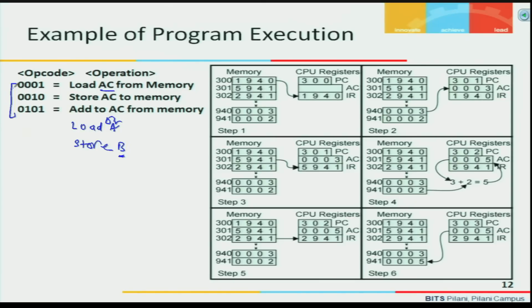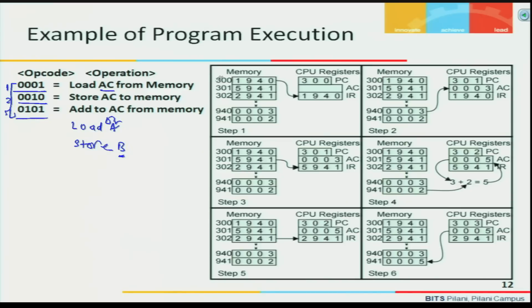So there, one opcode says 0001, a 4-bit opcode: load AC, the contents of AC from the memory. And 0010 is store the AC to the memory, and 0101 is add the contents of AC to the memory location, and finally the result will be stored in the accumulator or AC register. So in hexadecimal, I can represent this as 1, 2 and 5.